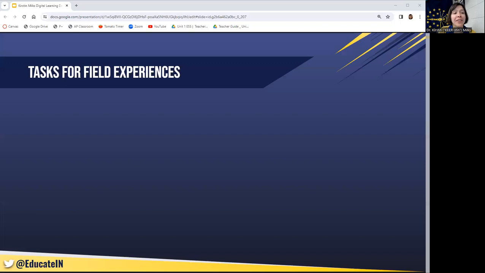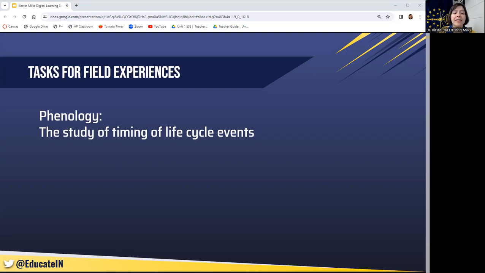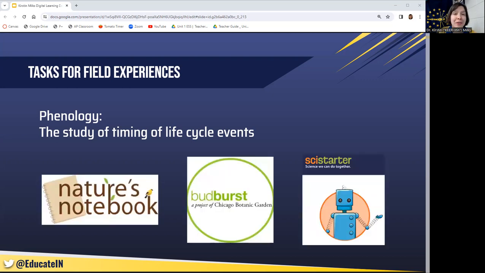So what kind of things can you have students do out in the field? One of my favorites is thinking about phenology. This is the study of the timing of life cycle events. Think about when the leaves show up and when the leaves fall off your favorite tree. There are organizations that you can do this work with, like Nature's Notebook or Budburst, and citizen scientists have been using SciStarter to find individualized projects for their region in ways that have been really exciting.